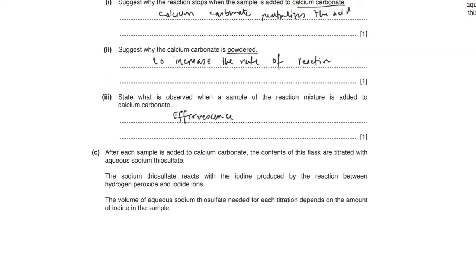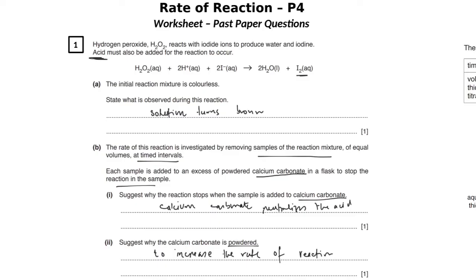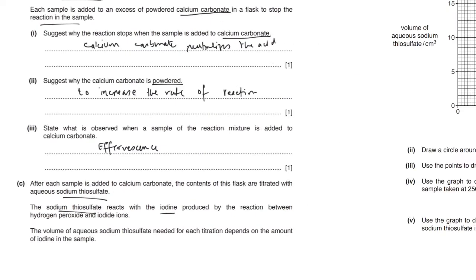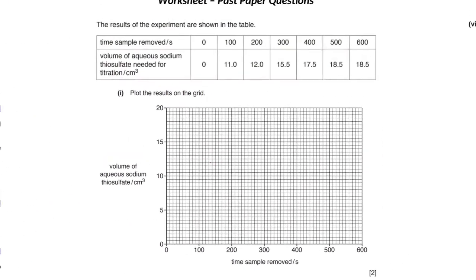So after each sample is added to calcium carbonate, the content of this flask is titrated against sodium thiosulfate. The sodium thiosulfate reacts with the iodine that is being formed, which means that as the reaction is progressing, more and more iodine is being formed. So the samples that are taken after a while will have more iodine, so they are going to react with more sodium thiosulfate. The volume of sodium thiosulfate needed for each titration depends on the amount of iodine in the sample. So the more the iodine, the more thiosulfate is required.